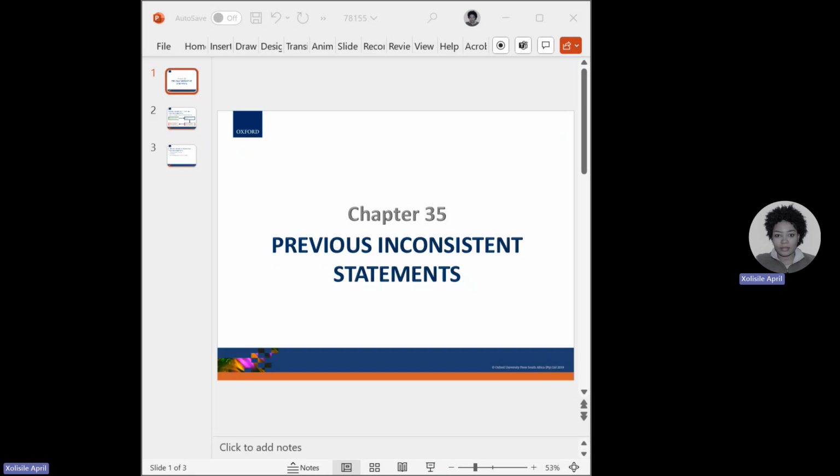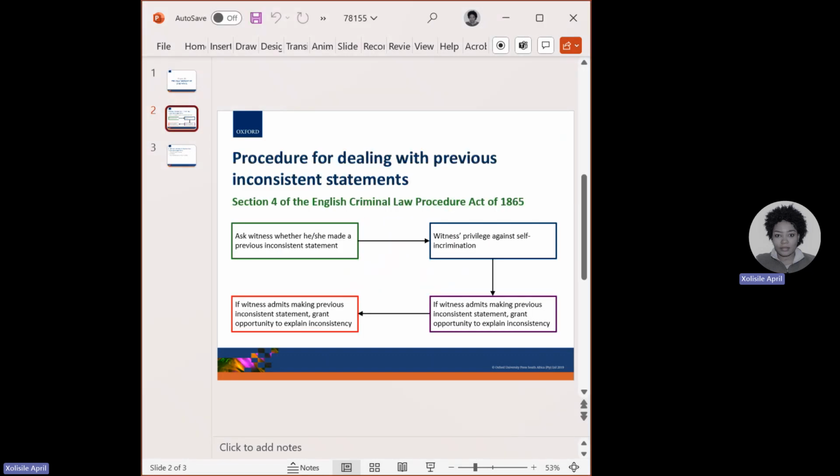So what are previous inconsistent statements? A previous inconsistent statement is when a witness gives evidence in court that does not line up with the statement they made earlier. You are already aware of this definition. It's been said over and over again. For example, suppose a witness told the police in a written statement that they saw the accused at the crime scene, but when they testify in court, they say, actually, I did not see the accused at all. That is a previous inconsistent statement, because it is inconsistent with what you wrote earlier.